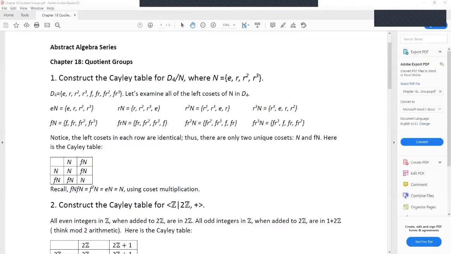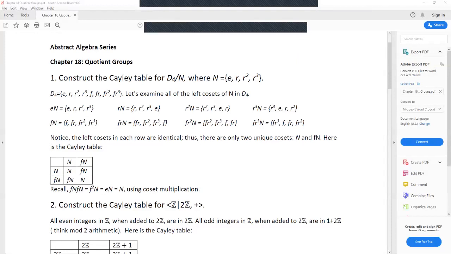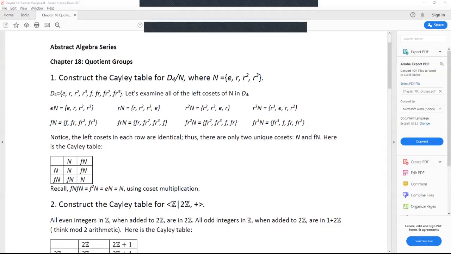Chapter 18 in the Abstract Algebra series is on quotient groups. Problem number 1, construct the Cayley table for D4/n, where n is the set containing the elements e, r, r squared, and r cubed.